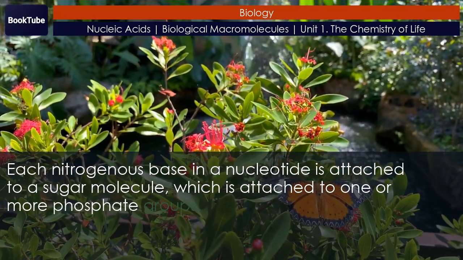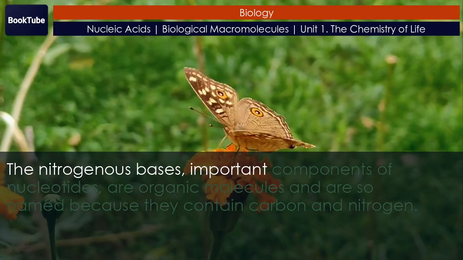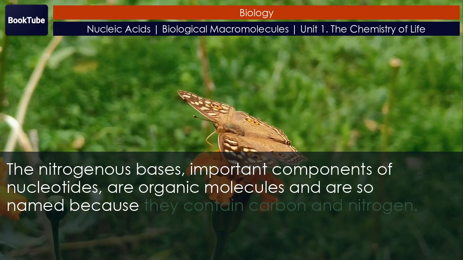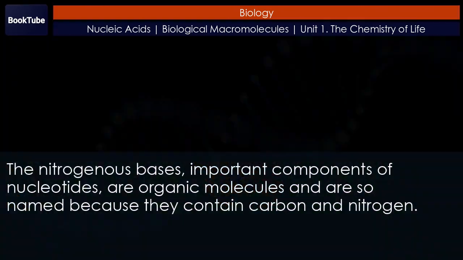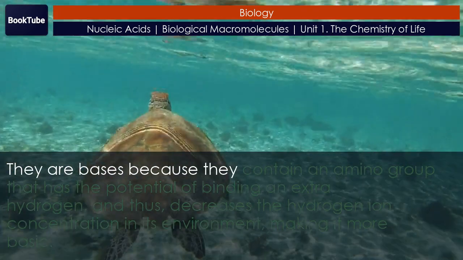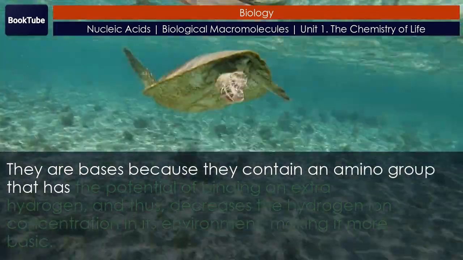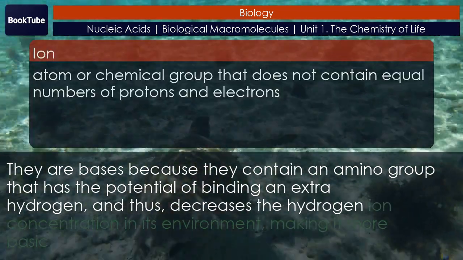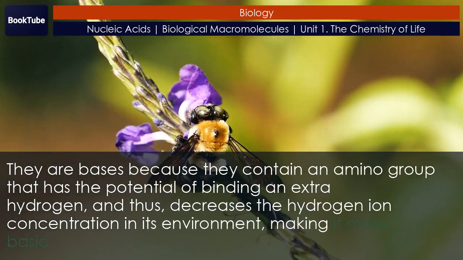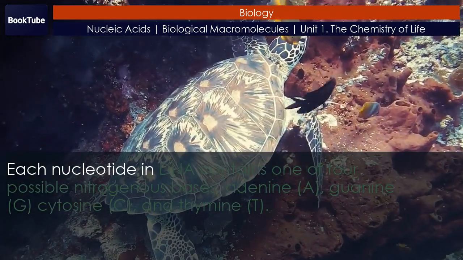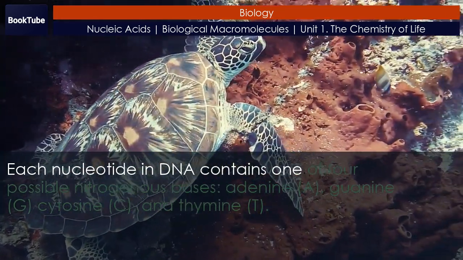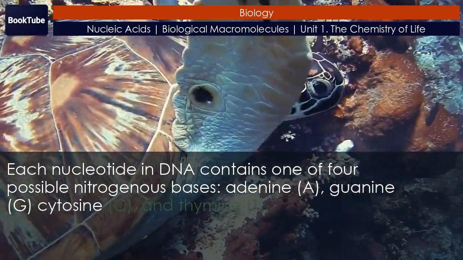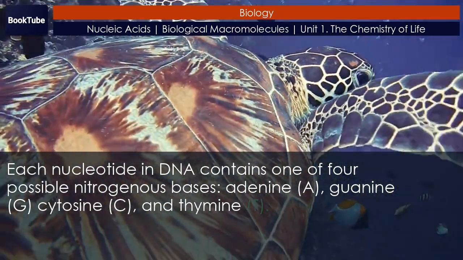more phosphate groups. The nitrogenous bases, important components of nucleotides, are organic molecules and are so named because they contain carbon and nitrogen. They are bases because they contain an amino group that has the potential of binding an extra hydrogen, and thus decreases the hydrogen ion concentration in its environment, making it more basic. Each nucleotide in DNA contains one of 4 possible nitrogenous bases: adenine, A, guanine, G, cytosine, C, and thymine, T.